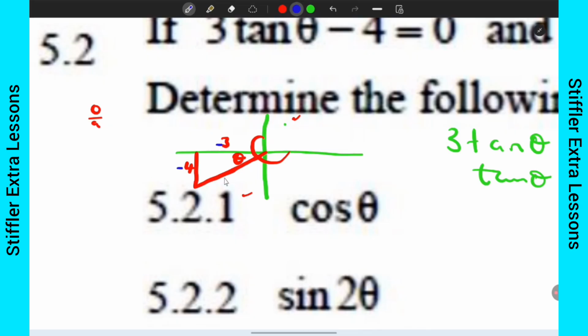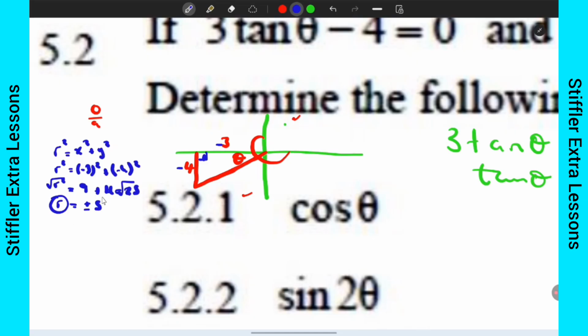So it means that now we can use the theorem of Pythagoras to try to find our radius. So we know that our radius squared is equal to our x squared plus our y squared. So r squared becomes our x being negative 3 squared plus our y, which is negative 4 squared. So r squared becomes 9 plus 16, which is 25. So square root there, square root there. Our r becomes plus or minus 5. But now we know that the radius will never be negative. So we are going to take our r as positive 5. So here this will be positive 5 there.